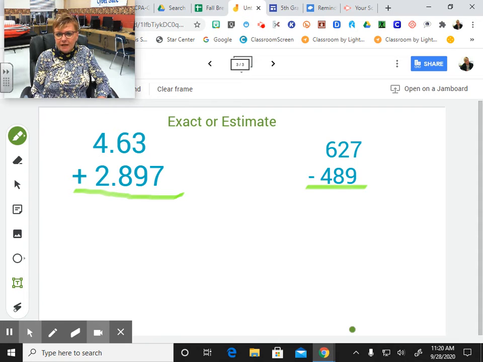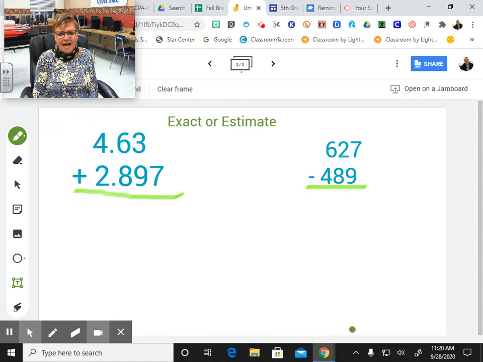So if we were subtracting here, we could only subtract the ones place from the ones place, the tens place from the tens place, the hundreds place from the hundreds place. So same way with decimals, you can only add, this is an add, you can only add the thousands with the thousands, the hundreds with the hundreds, the tenths with the tenths, the ones with the ones. That's why you line them up. You keep using those place value charts if you want to.